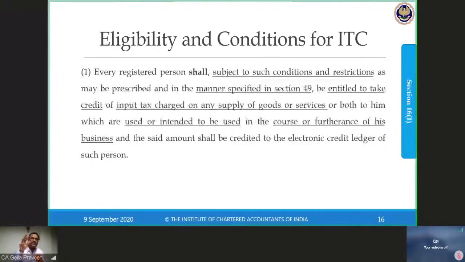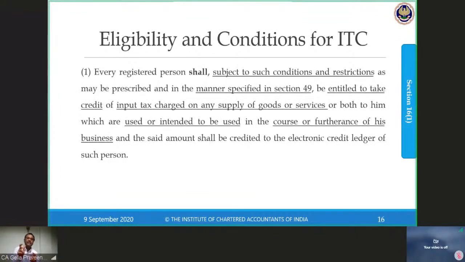There is one more section which is dealt with separately with respect to payment of taxes. Books of accounts, records and payment of taxes. For that particular section, which is covered in chapter 12, I'll keep silent on this particular section 49. Now, every registered person shall be entitled to take credit.